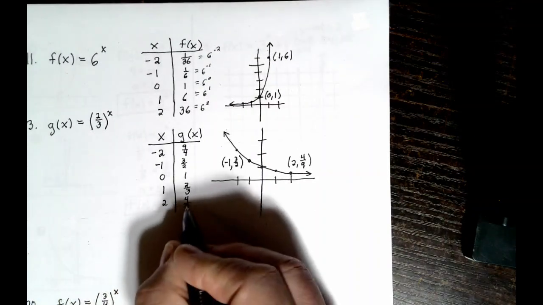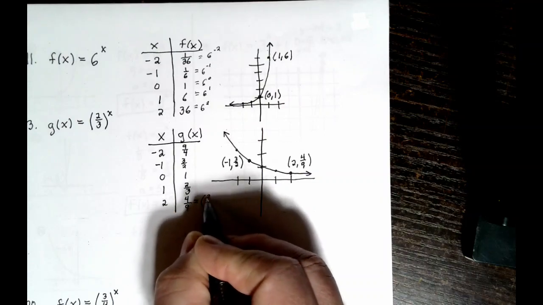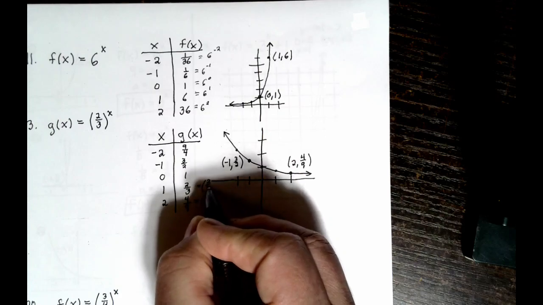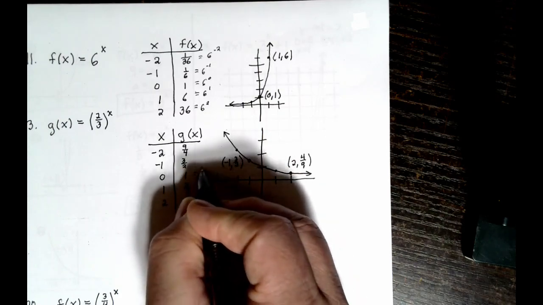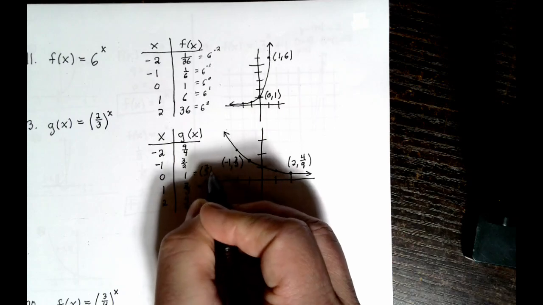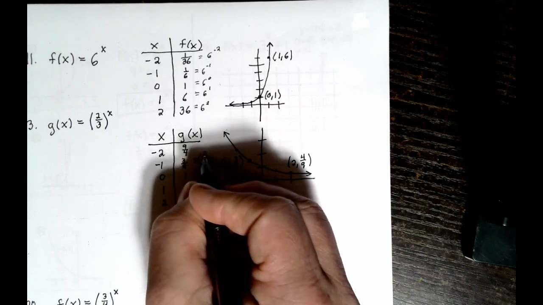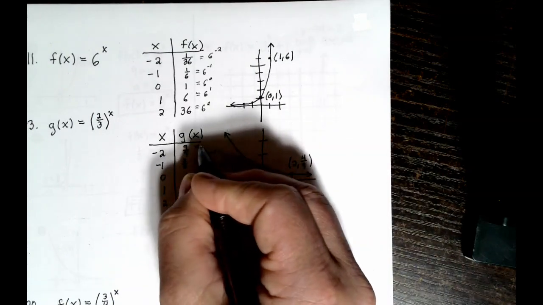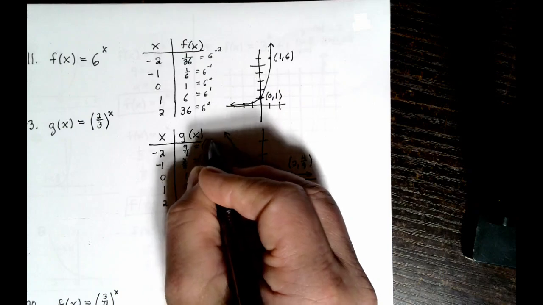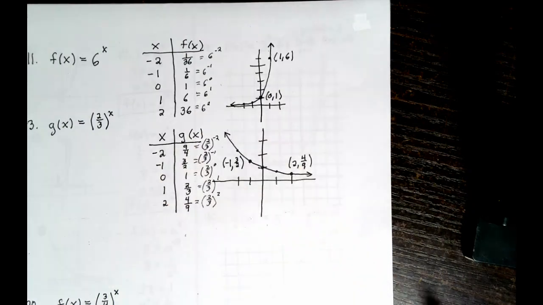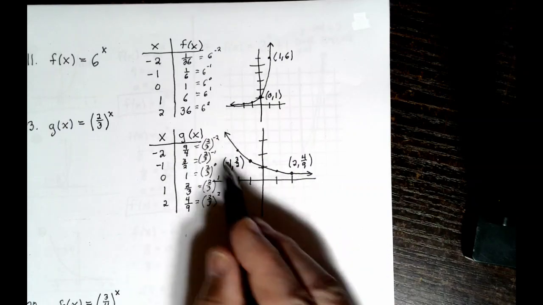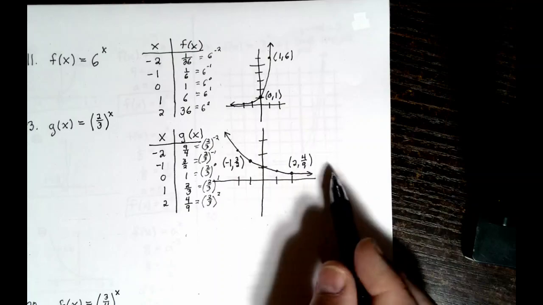Now 2/3, again, this is just 2/3 to the 2. This is 2/3 to the 1. This is 2/3 to the 0. 2/3 to the negative 1. And finally 2/3 to the negative 2. Okay, and when you ask your calculator what each one of those are, you get these values here, and you can graph it. And it's going down, as you would expect, because the base is less than 1.